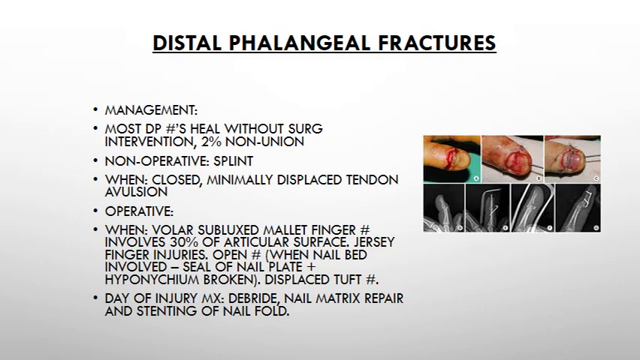Operative management is indicated when there's a volar subluxing mallet finger fracture that involves 30% of the articular surface, or a jersey finger injury, or an open fracture with nail bed involvement where the seal of the nail plate, the hyponychium, is broken, or a displaced tuft fracture. On the day of this injury, the management is a debridement and nail matrix repair and stenting of the nail fold.